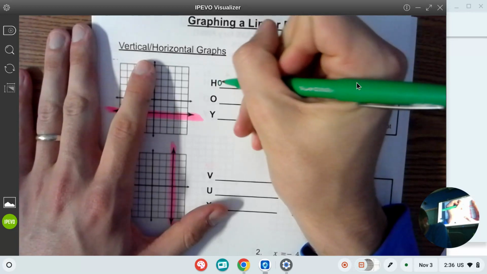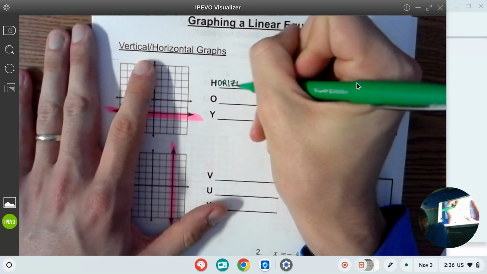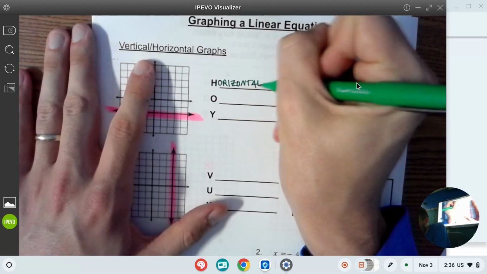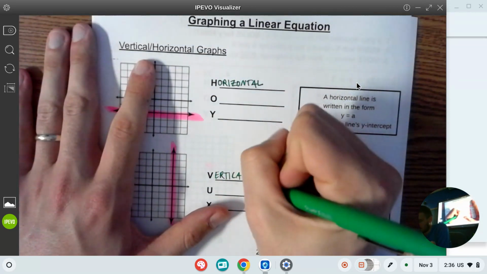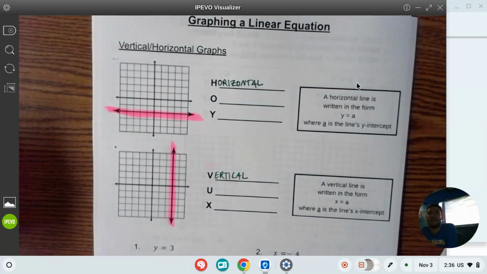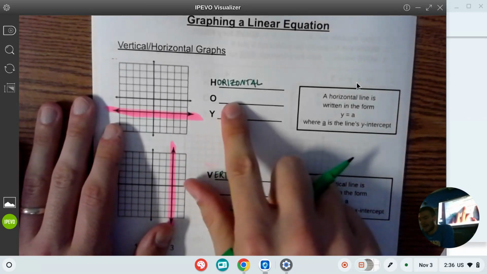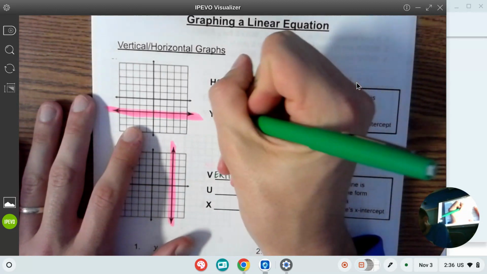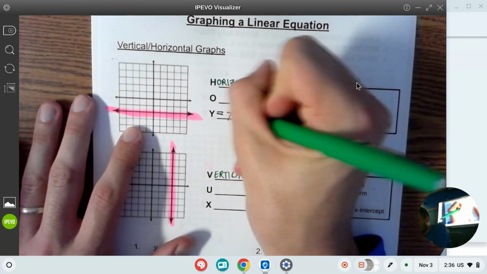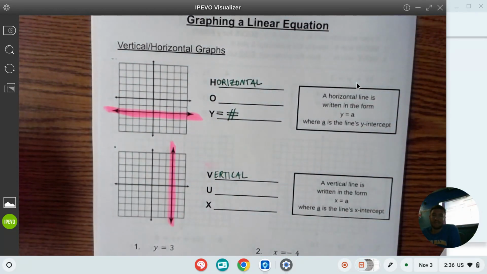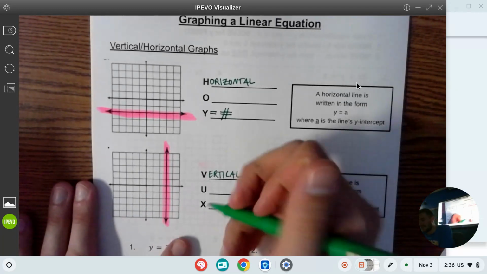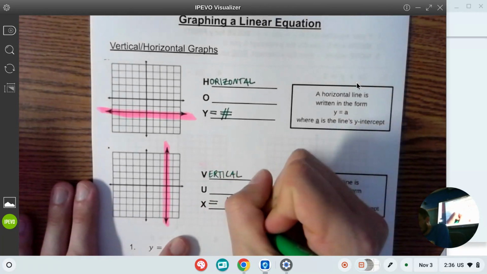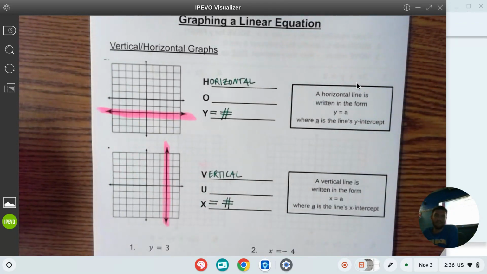The H is for horizontal. So what do you think the V is for? Vertical. So we've got horizontal and vertical. Okay? A horizontal graph is written as y equals a number. So how do you think a vertical graph is written? It's written as x equals a number. Okay?